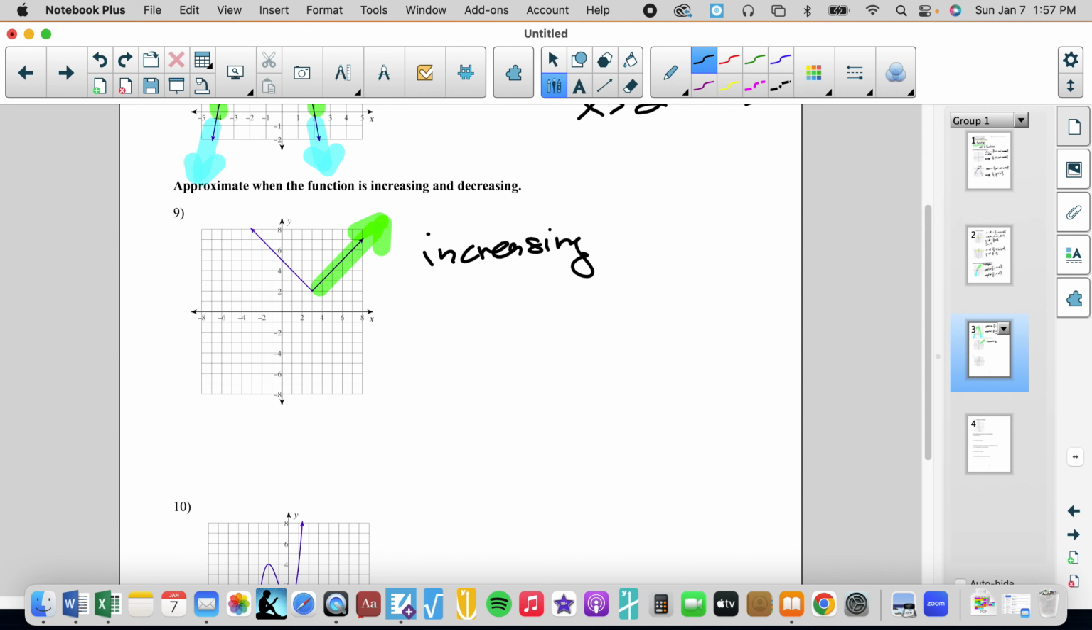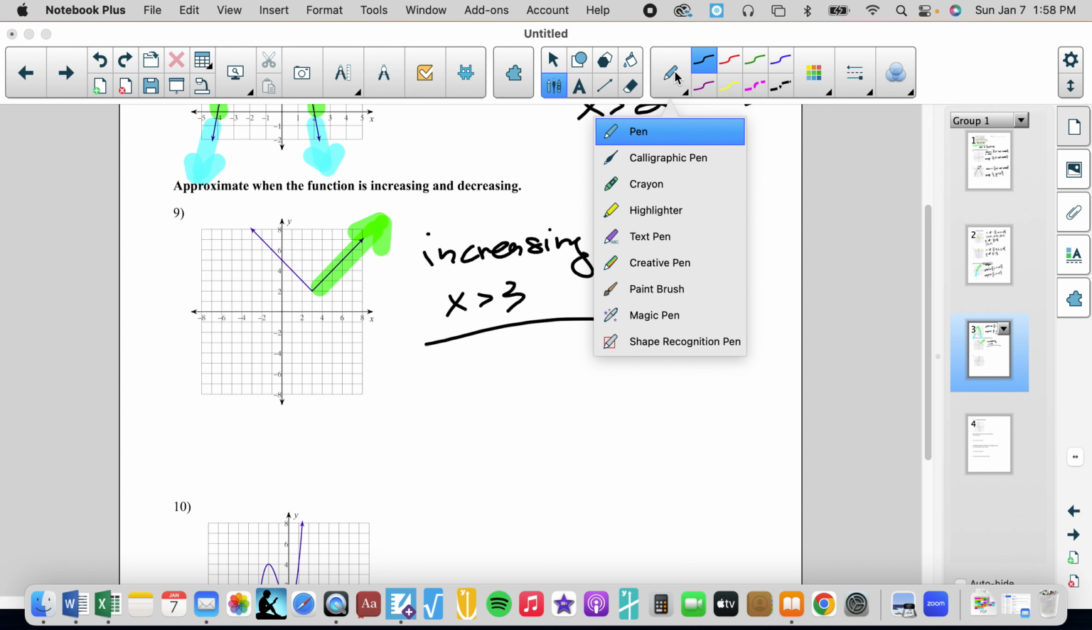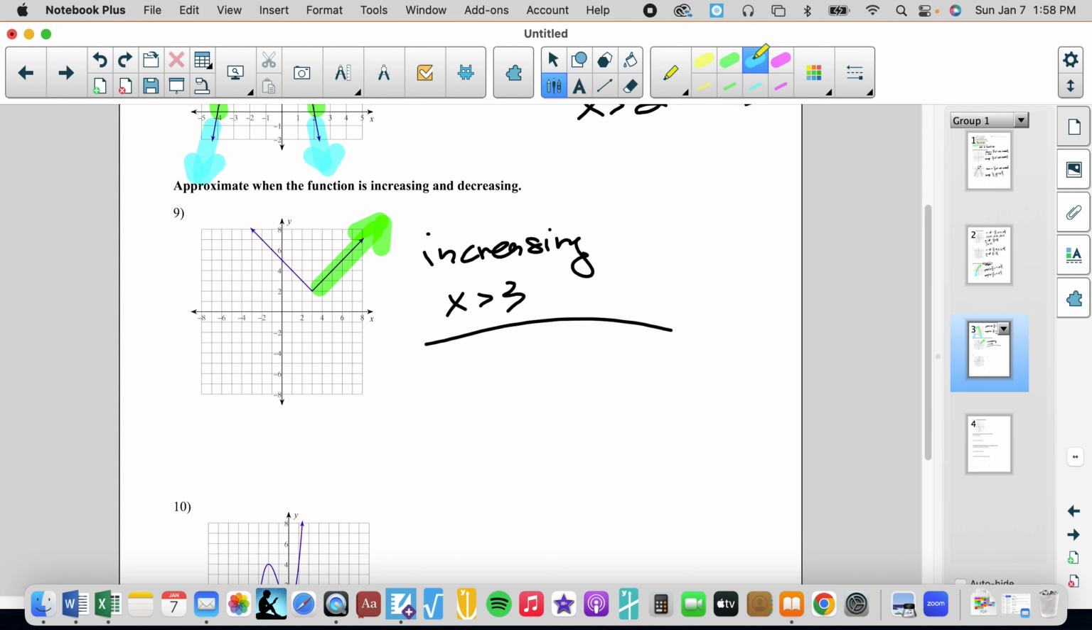And we want to know what our inputs are. So when x is greater than 3. And we're not going to do equal to in that either. So when my x values are greater than 3, my outputs are increasing. When is it decreasing, left to right? Now this looks like it's going in this direction, but it's not, because remember, we are looking at it left to right. So left to right, it is going down. That is when it's decreasing.